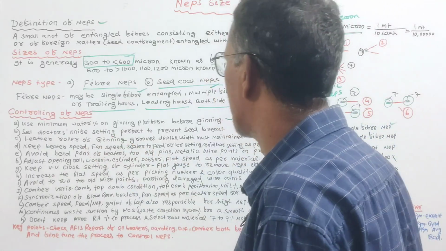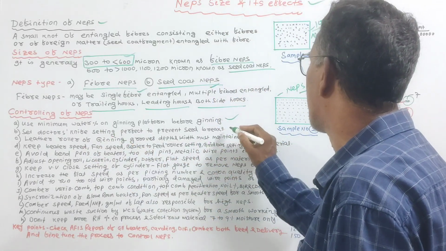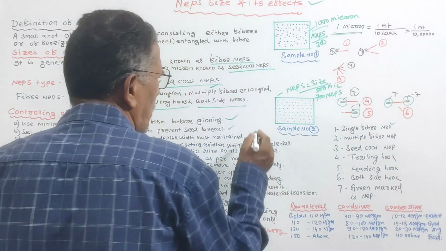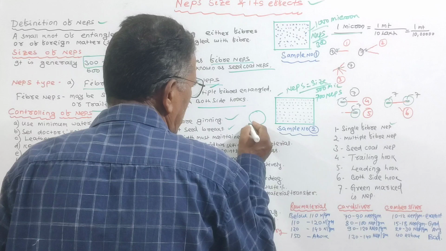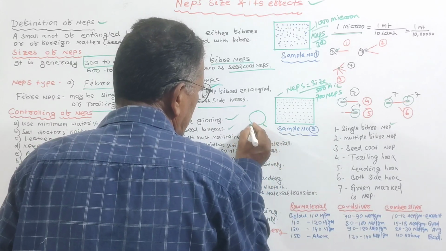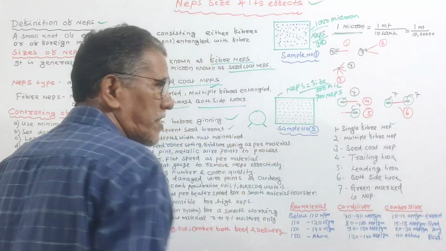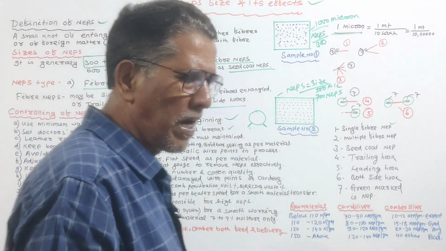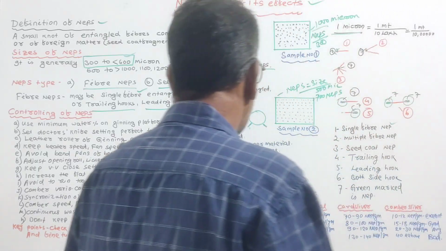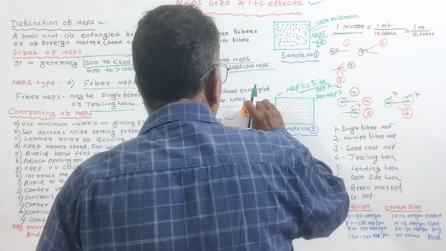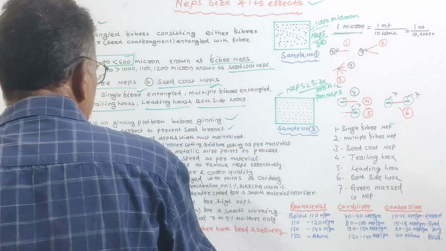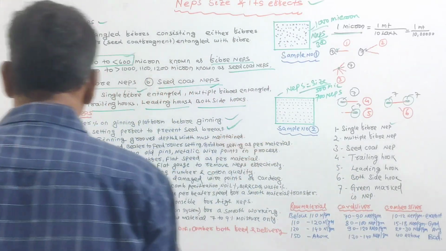Set doctor knife setting perfect to prevent seed breaks. You see, in the ginning machine, the doctor knives are in this area. Doctor knives prevent the seeds. If the setting is bad, meaning too close, then it will break the seed. Breaking the seed means seed coat naps will be created. Doctor knife setting should be kept perfect.